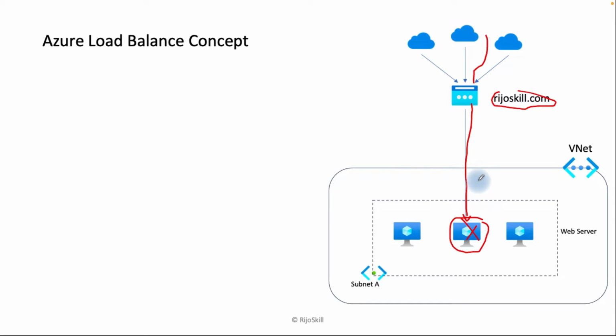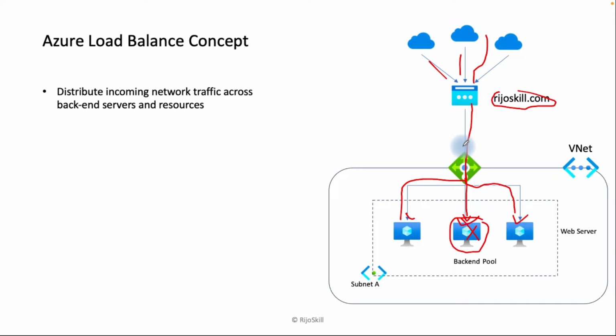So how can we rectify this? Azure provides the Azure Load Balancer. Once you create the Azure Load Balancer, the incoming traffic will be distributed across the backend pool. You can see here that the traffic will all be going to different web servers. So now you understand the concept of the Azure Load Balancer. It distributes incoming network traffic across backend servers and resources.